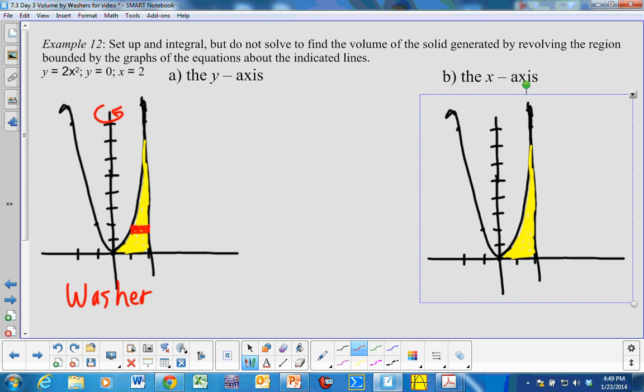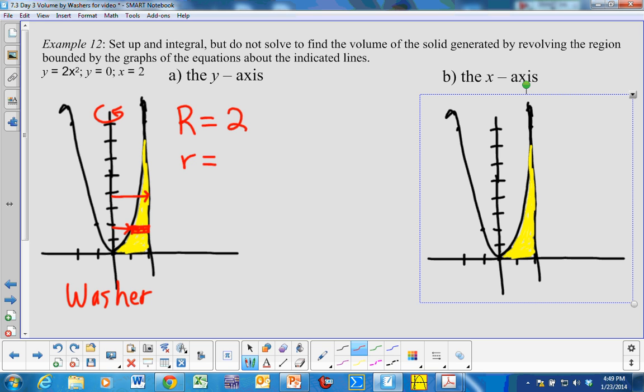So the outer radius here is going to be the distance from the y-axis to the outside of where the shape is. Well, that's going to be a constant. That's going to be 2. The inner radius is going to be the distance from the y-axis to the bottom of the rectangle, if you think of it that way, or to the left side of the rectangle there. Well, that's going to be simply the function.